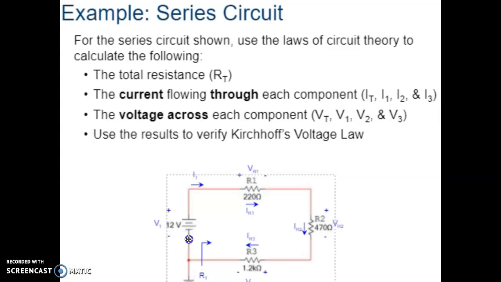Now, this will always read 12 volts unless it's dying or dead, but you do have a certain amount of voltage dropping at each one of these resistors, and it's going to be a different amount. So it's not going to be like 4 volts here, 4 volts here, 4 volts here. So that's what we're going to be working out through this next part.